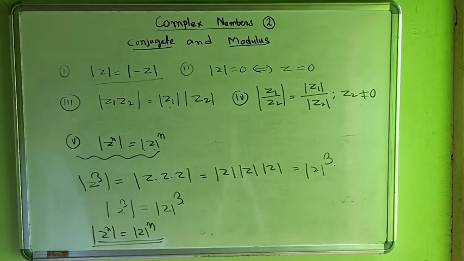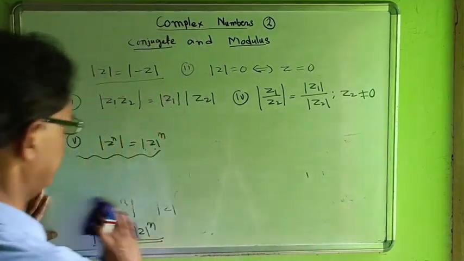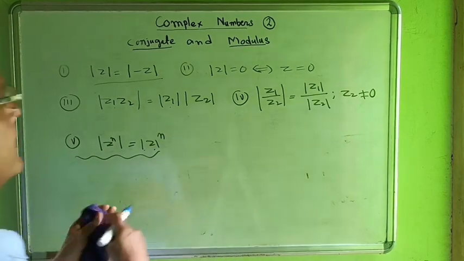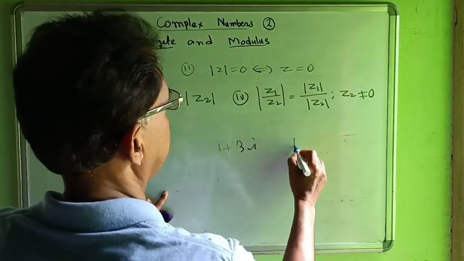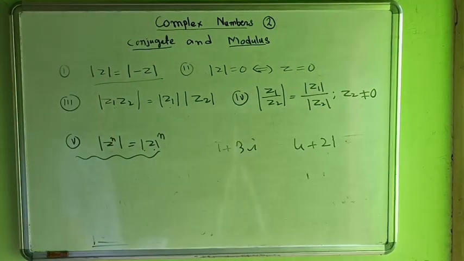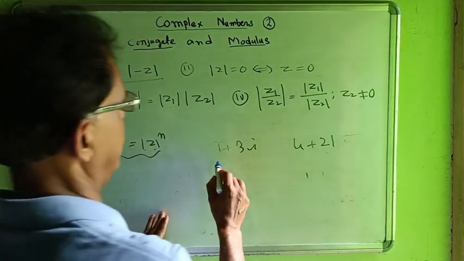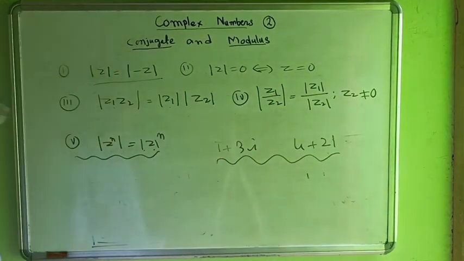Now, one very important point in the case of complex numbers. Suppose we have 1 plus 3i and 4 plus 2i. Which is greater and which is less? In the case of complex numbers, we cannot say greater than or less than.